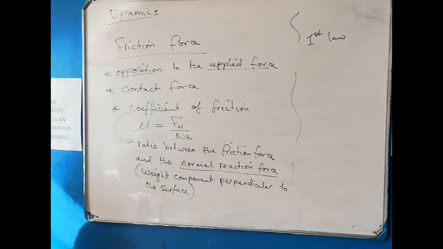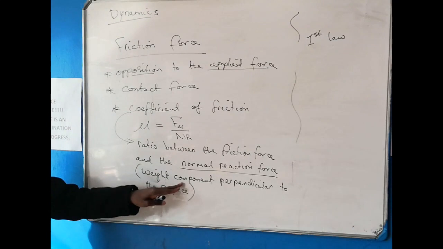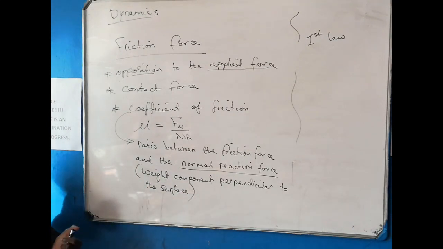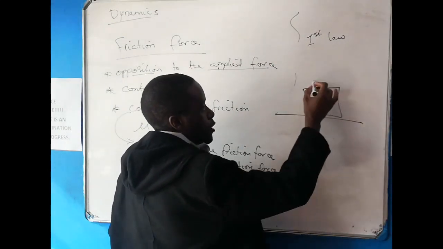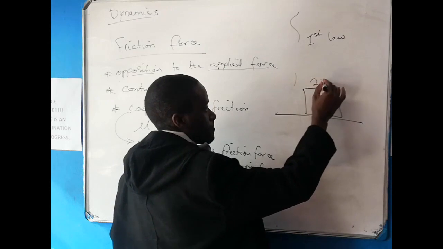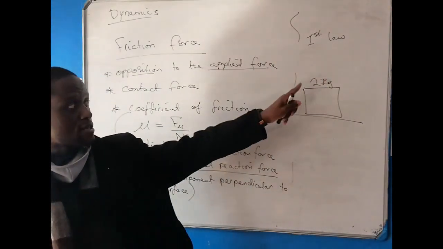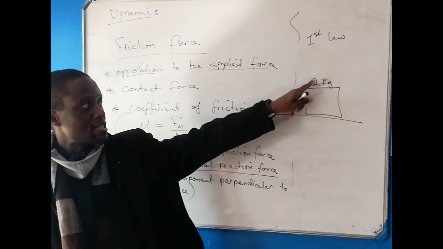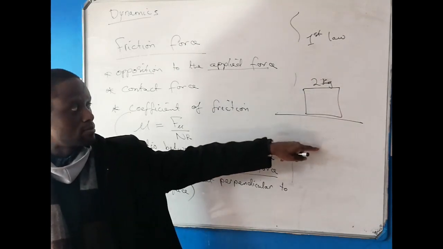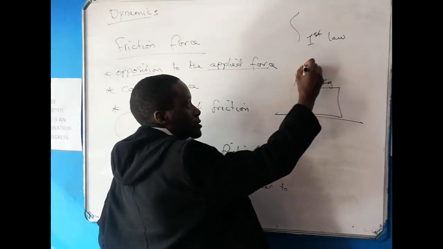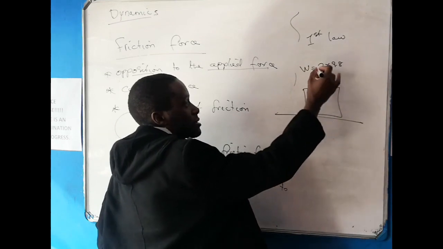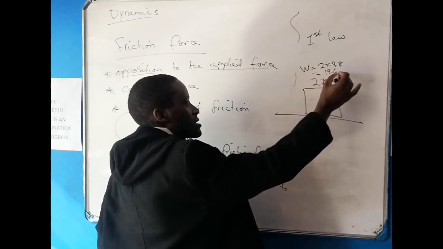Perpendicular means 90 degrees. So normal reaction is the weight component perpendicular to the surface. Weight is a force, we agree. The weight of a mass of 2 kg. This mass is being pulled to the ground because of gravity, right? So 2 kg is going to have a weight which is 2 kg times 9.8, which gives us 19.6 newtons.